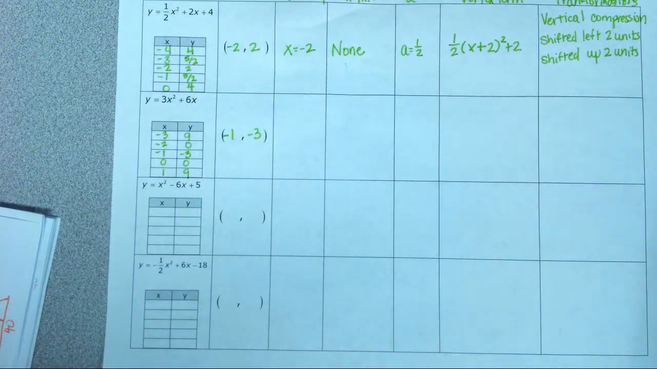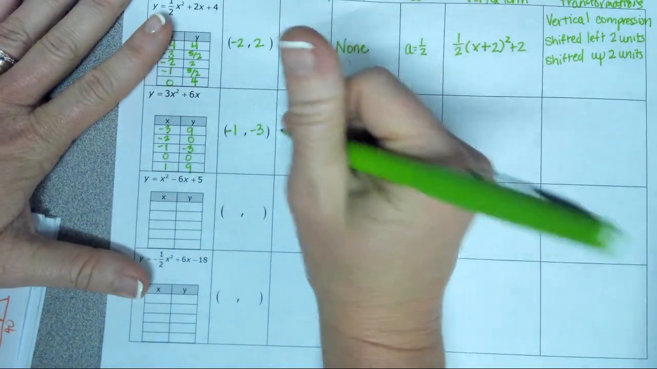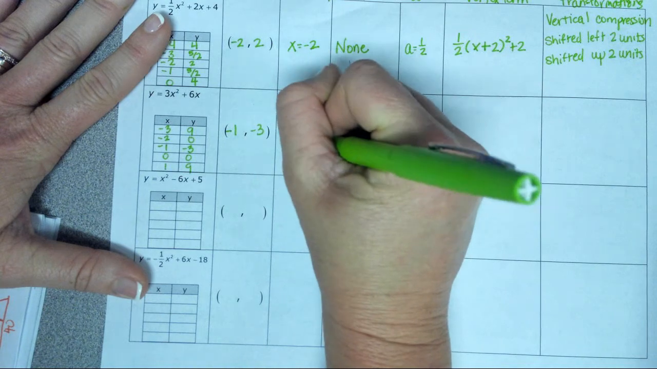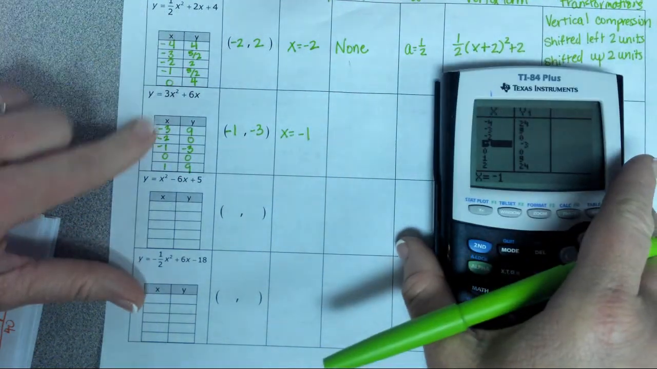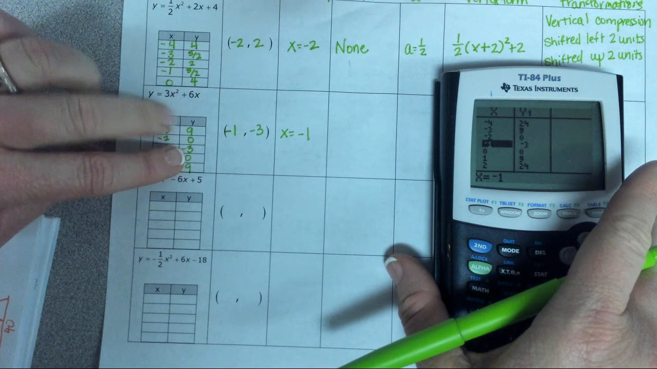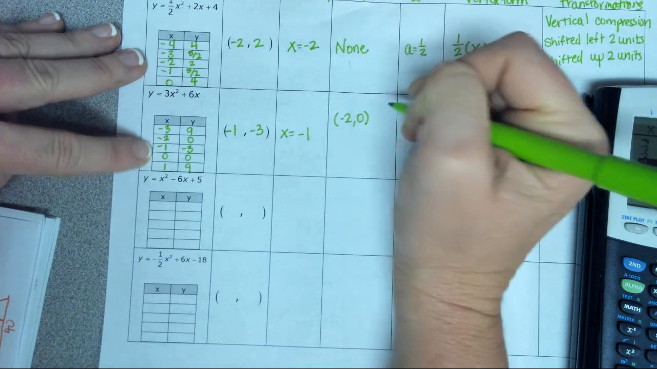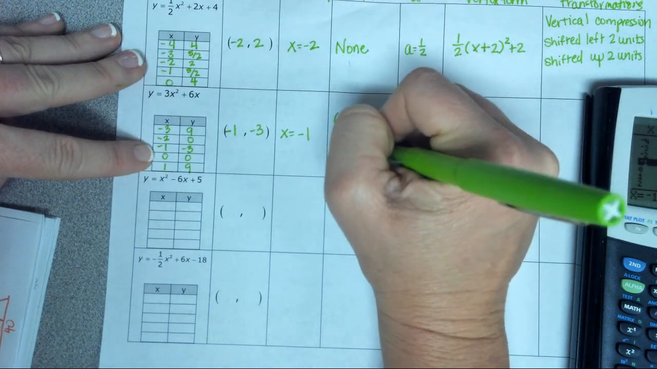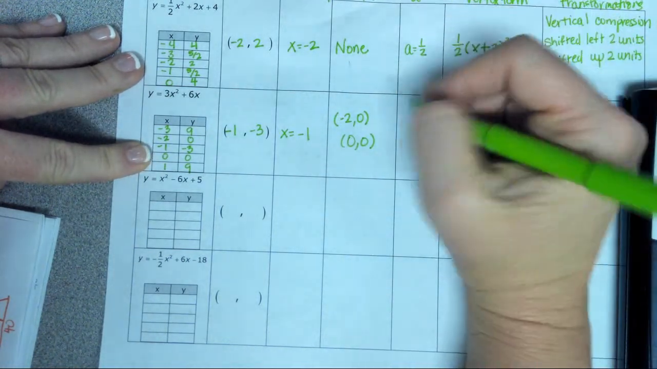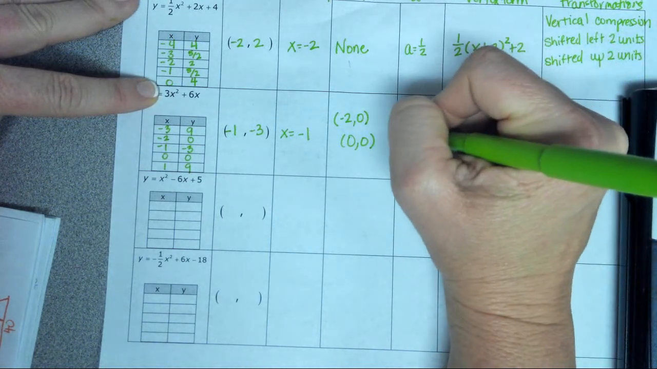Okay, so now using my vertex here, I can find my axis of symmetry. It's going to be x equals -1. And now I need to find my x-intercept. So again, that's always going to be where y is 0, and I have it here on my table. So it is -2, 0, and 0, 0. Now my a value, again, always what's in front of x squared, so that's 3.